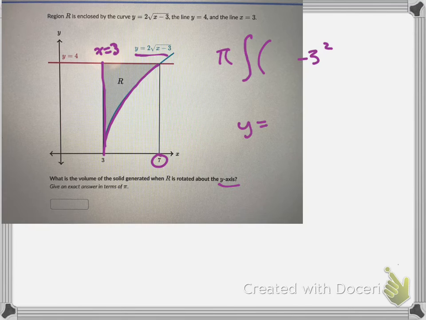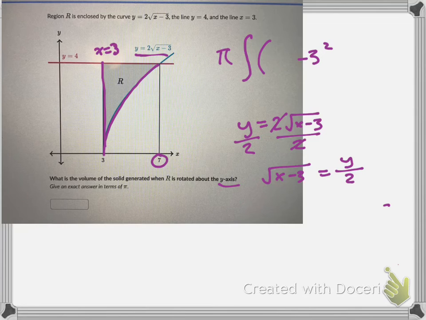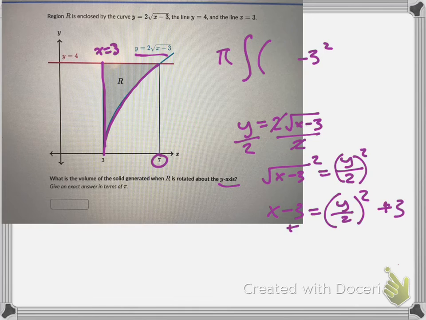So y equals 2 times the square root of x minus 3. I'll divide both sides by 2. I get the square root of x minus 3 equals y over 2. Square both sides to cancel out the square root. I could even just leave it like that if I wanted. I'll just get x minus 3 equals y over 2 squared. And then I'll add 3 to both sides.